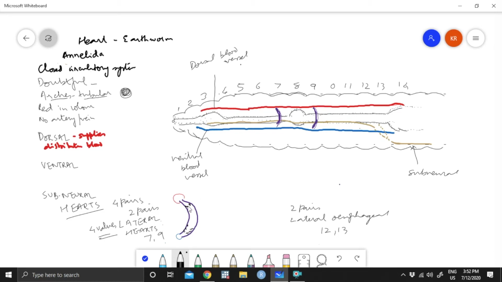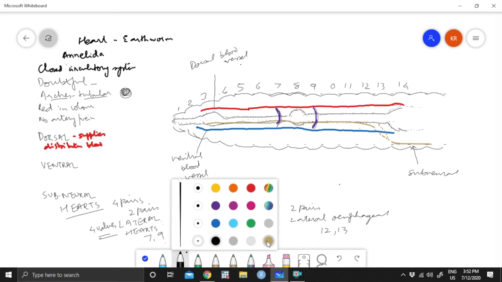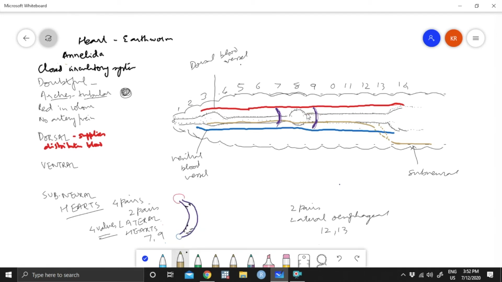The lateral hearts have got 4 pairs of valves, and they are transmitting blood from the dorsal to the ventral side. Whereas let us take a look at the lateral esophageal hearts. Now, for understanding the lateral esophageal heart, we say that there is one more blood vessel, a tiny blood vessel, which is lying above this part here.